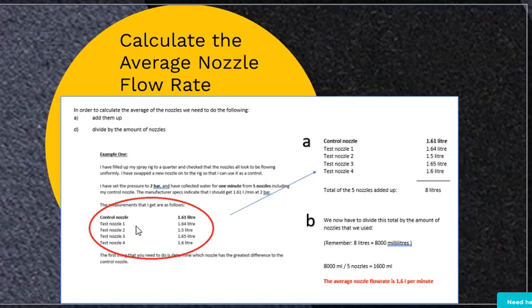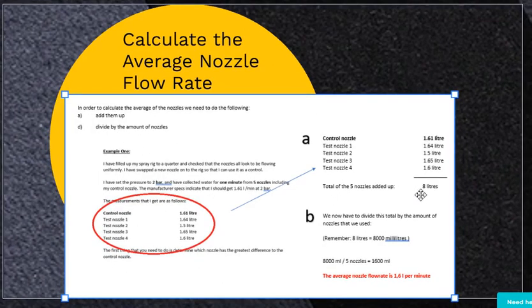all of those together. Alright, so we've got 5 nozzles in total, our 4 test nozzles plus our control nozzle, so it's 5 nozzles all together, and we're going to add that all up, and that's going to give us a total of 8 litres. Alright, so in 1 minute we collected 8 litres from those 5 nozzles. Alright, the next step, divide that 8 by 5 so that we can get a final total, or what the average is across those 5.